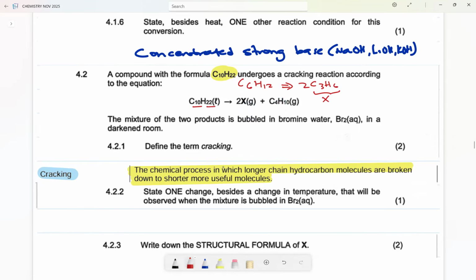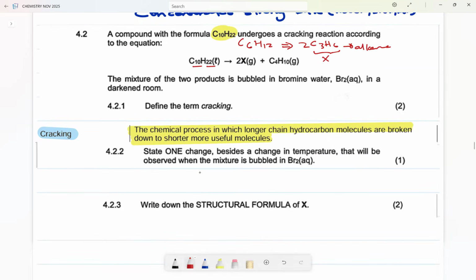Okay, and this is an alkene. This is an alkene with a name propene. And then they tell us that the mixture of the two products is bubbled in bromine water in a darkened room. Okay. So 4.2.1 says define the term cracking. The term cracking refers to the chemical process in which longer chain hydrocarbon molecules are broken down to smaller, more useful molecules thereof.